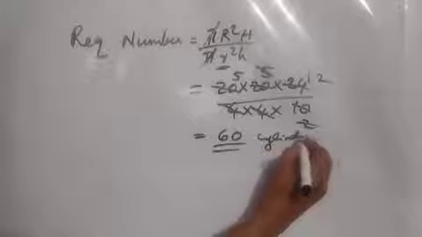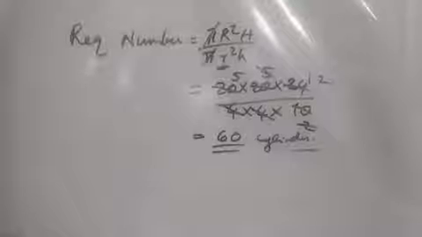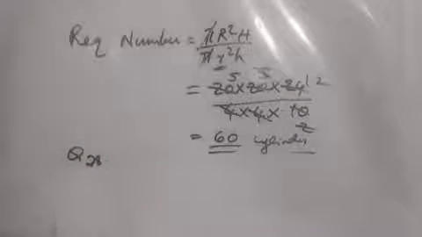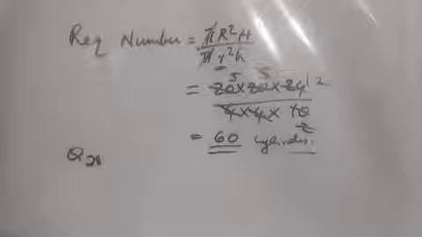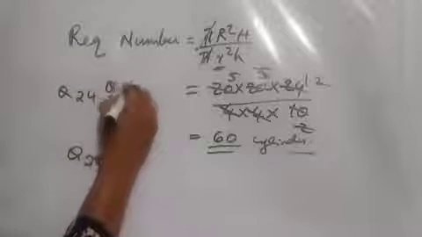How many cylinders do we need? 60 small cylinders we need for that. Okay, now the next is question 28. Do question number 24 and 17 as homework. Question number 24, question 17 homework.